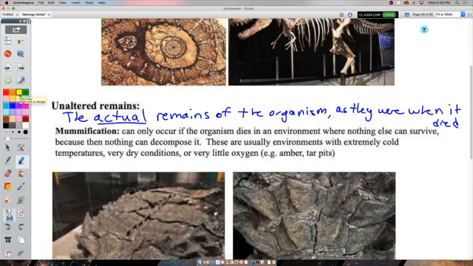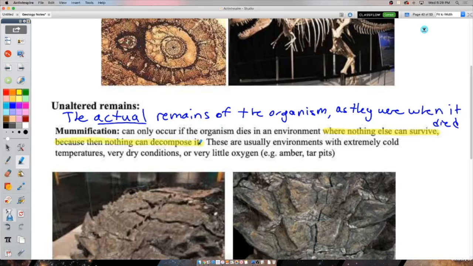So this can only occur if the organism dies in an environment where nothing else can survive, right? Why is that necessary? Why do you have to die somewhere where nothing else can survive if you're going to get preserved? Well, because then nothing can break you down, right? Living things are what breaks dead stuff down. So if there's no living stuff, you can't get broken down, because then nothing can decompose it.